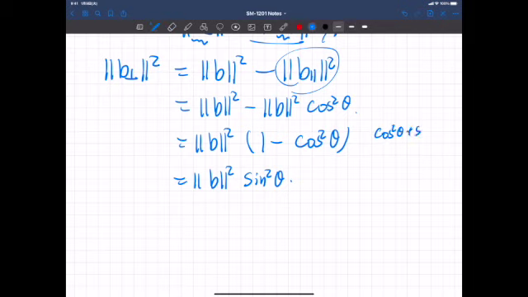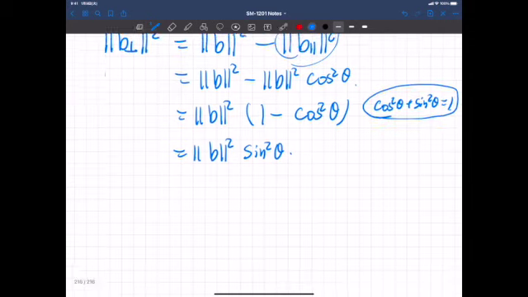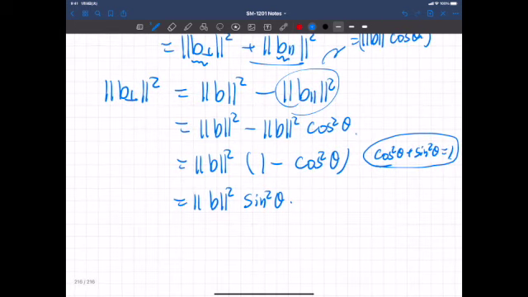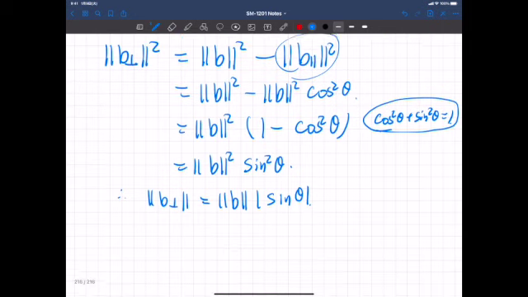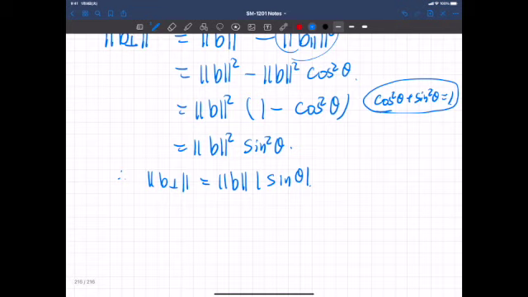Cosine squared plus sine squared is equal to 1 for any theta. Therefore, we have the length of B perpendicular is equal to the length of B times the absolute value of sine theta. Okay, now consider the vector product A cross B.